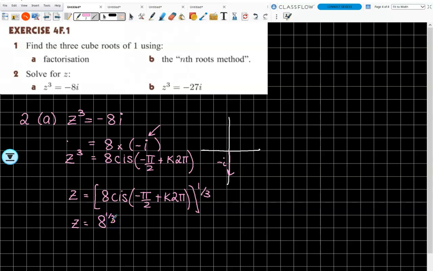Right, were you hitting de Moivre's theorem here? 8 to the 1/3. Oh, isn't that nice? It's going to be 2. But I'm still writing 8 to the 1/3, just so I can show very clearly. To the 1/3 times, so we're timesing all of this by 1/3, and we know that when we are timesing by 1/3, this fraction now becomes minus pi on 6 plus k lots of 2 pi on 3.